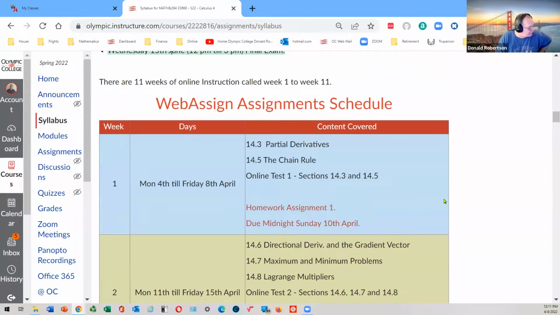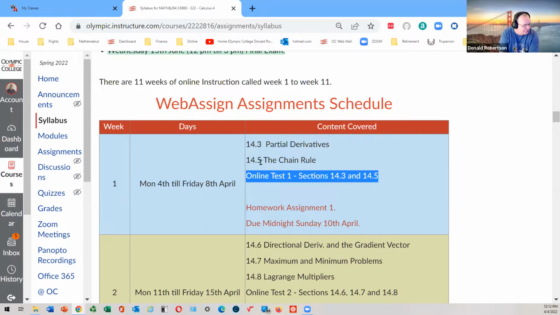Now, here is our rough guide to what we'll be doing over the next 10 weeks. Everything is broken into week chunks. This week is basically the last week of 163. We're going to do partial derivatives and the chain rule, and there's your test.